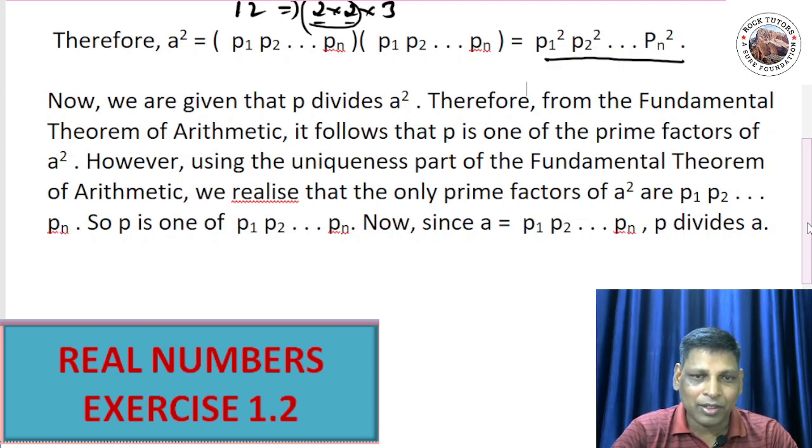You know that when p divides a square, it means p is one of the prime factors. That's why p divides a square. Since a is equal to what? What are the prime factors of a? p1 into p2 into p3 into p4 into pn. So in this also the same prime factors are repeated in a. That means p is also one of the prime factors of a. That's why p divides a.